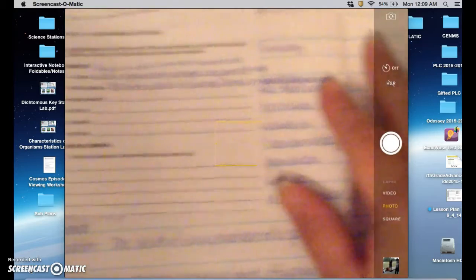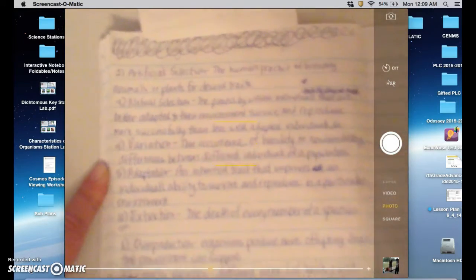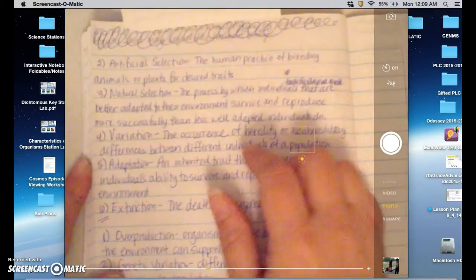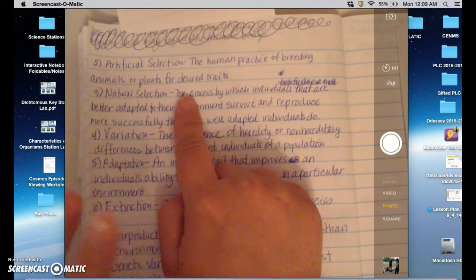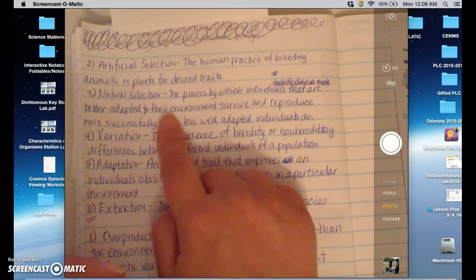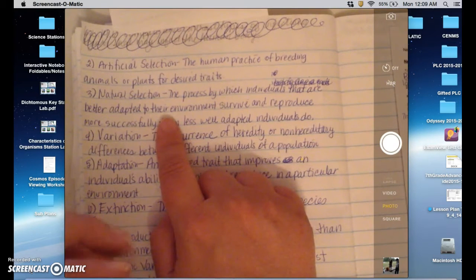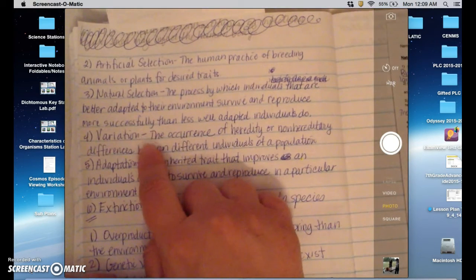Looking at station 17, you have all of these definitions here that I've written down because I didn't have enough room. Artificial selection is where humans breed animals and plants for desired traits. This happens all the time. Natural selection is evolution. So it's the process by which individuals are better adapted to their environment to survive and reproduce more successfully than less adapted individuals do.